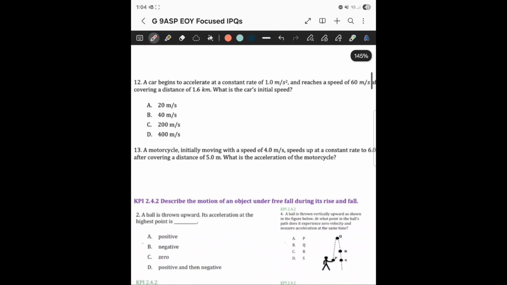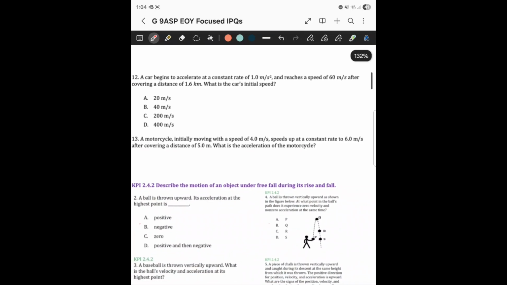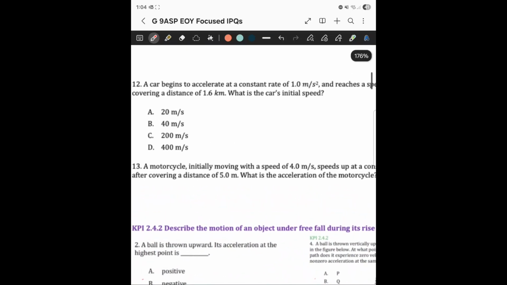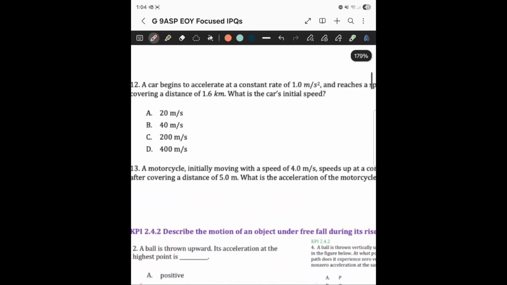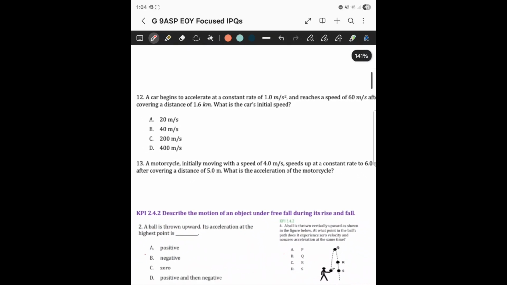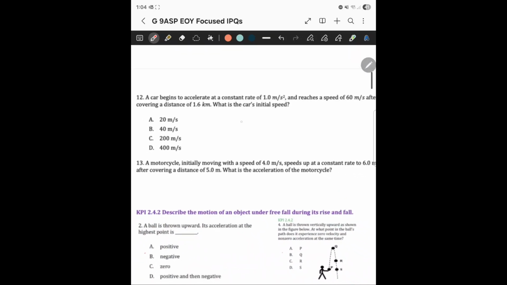And let's go ahead. A car begins to accelerate at this constant rate and reaches the speed of this. What is the car's initial speed? Okay, so the car is accelerating at this constant rate and we reach a final speed. We need to find this. I've noticed we have kilometers here, but we have meters per second, so I cannot keep km. This must be converted into meters. X equals 1.6 kilometers. You just simply multiply by 1,000, by the way. Kilo means times 10 to the power of 3, or multiply by 1,000. So that just becomes 1,600 meters.